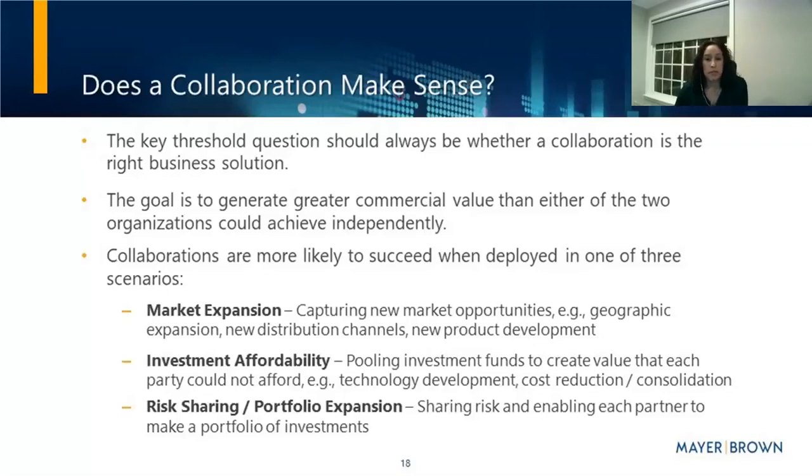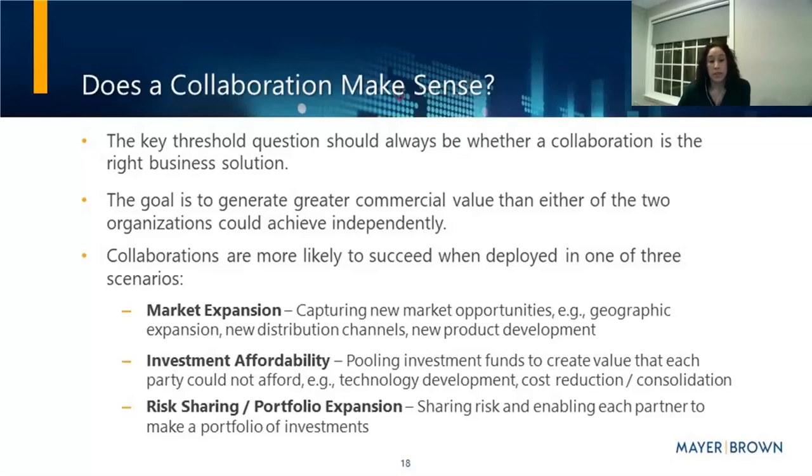independently. Successful collaborations tend to occur in connection with either market expansion, investment affordability, or risk sharing. Market expansion refers to capturing new market opportunities, for example, geographic expansion, new distribution channels, new product development. And investment affordability refers to situations where investment funds are pooled to create value that each party could not afford independently. The collaboration usually does involve some kind of agreement to share resources such as goodwill, expertise, capital, to increase the performance of the parties. And the collaboration itself can be for a specific project or time period, or it can be relational, meaning that it's ongoing until terminated.